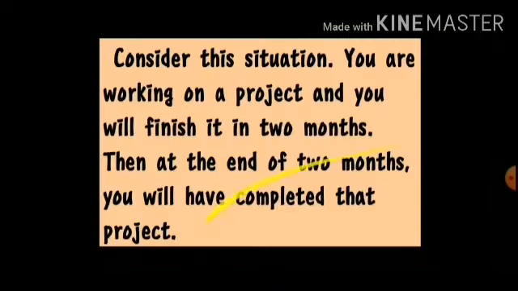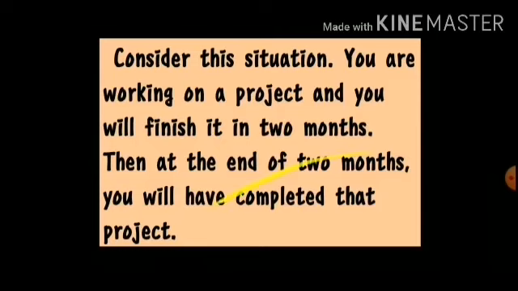See this situation. You are working on a project and you will finish it in 2 months. You're doing a project, and you know within 2 months you will complete that. So how can we express that in future perfect tense? At the end of 2 months, you will have completed that project. You would have completed that project. That work will be done by you. So at the end of 2 months, for sure, the work would have got completed. So how can we express it? At the end of 2 months, you will have completed that project.